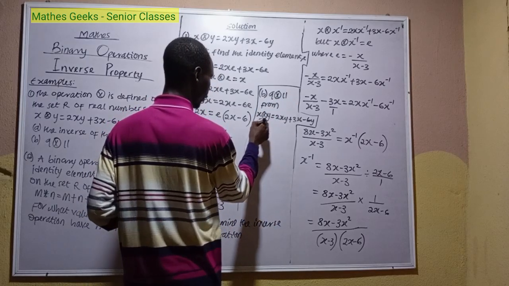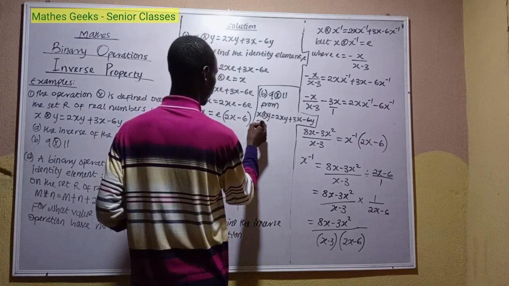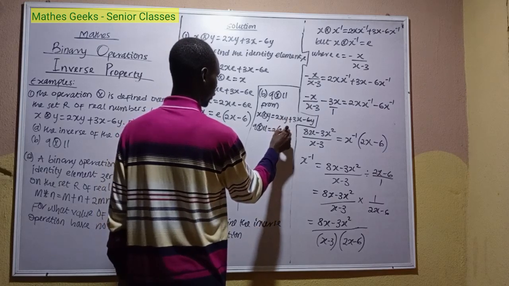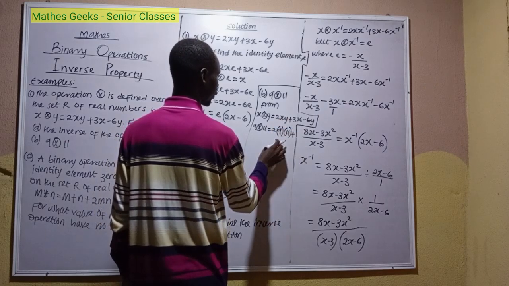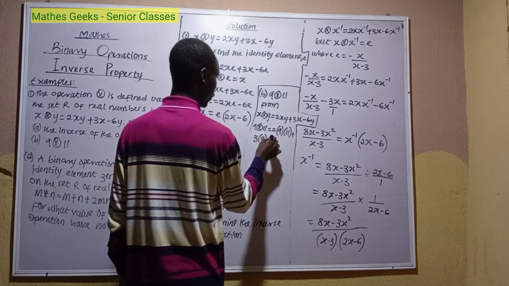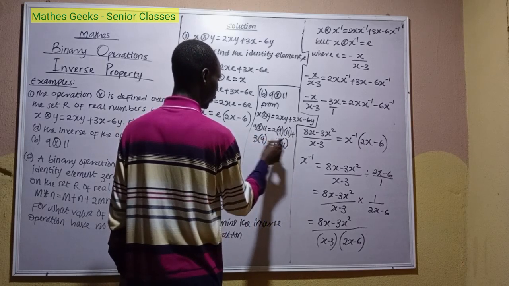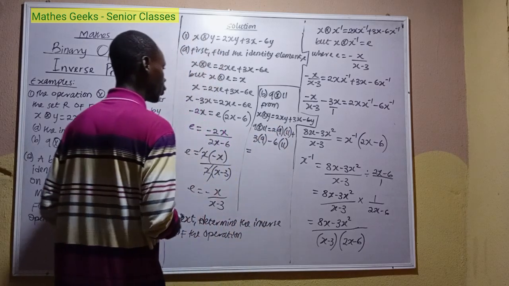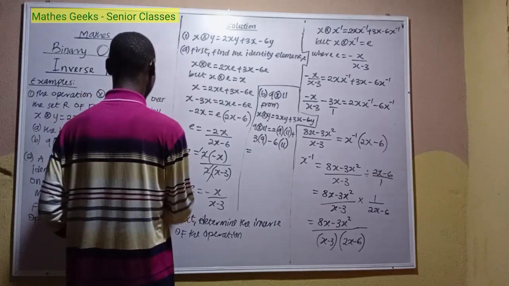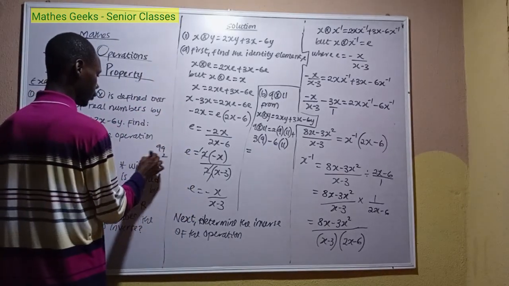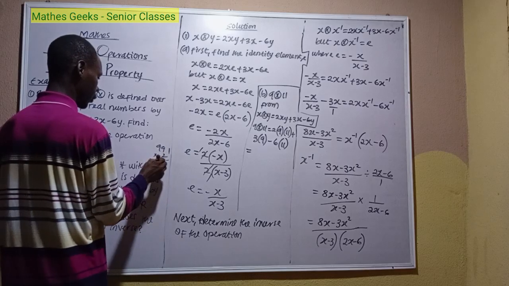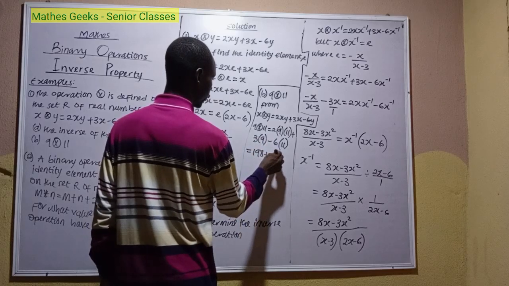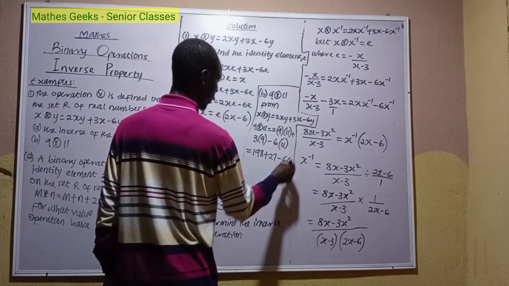So 9 operation 11 is equal to 2 times 9 times 11 plus 3 times 9 minus 6 times 11. 9 times 11 will give us 99, and 99 times 2 is 198. Then 198 plus 3 times 9, which is 27, minus 6 times 11, which is 66.